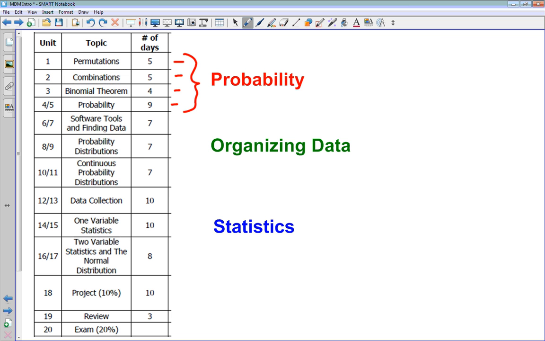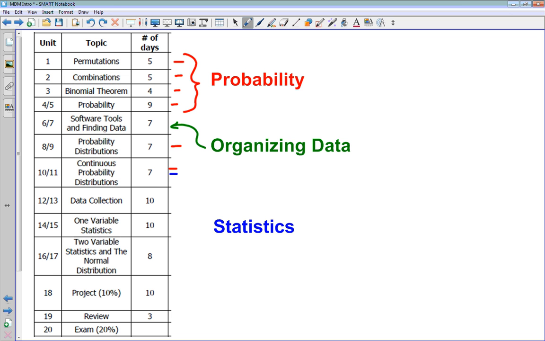Then we're going to take a little break and look at some of the software that you can use for organizing data, and ways of finding data and doing a little bit of research with it. Then we come back to probability again, where we look at probability distributions, both discrete and continuous. But already by this point, we are starting to get into some of the things that we are going to need to use when we do statistics.